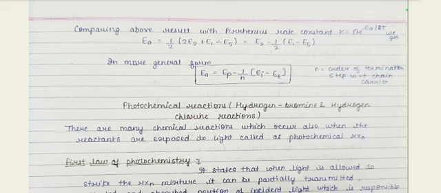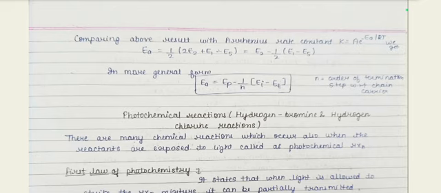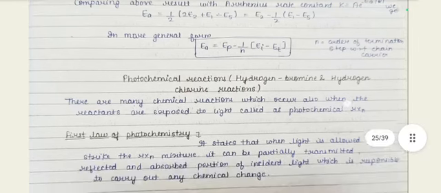Comparing our result with the Arrhenius rate constant k = A e^(-Ea/RT), we get Ea = 1/2 (2E2 + E1 - E5) = E2 + 1/2 (E1 - E5). In the above general form, Ea = Ep + 1/n (Ei - Et), where n is the order of the termination step with respect to the chain carrier.